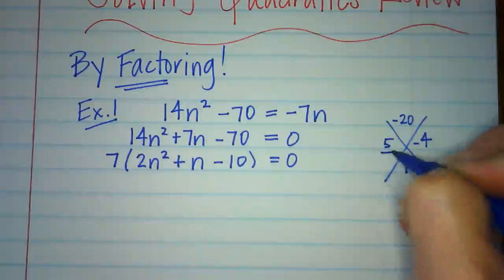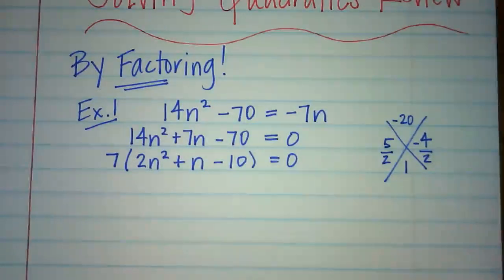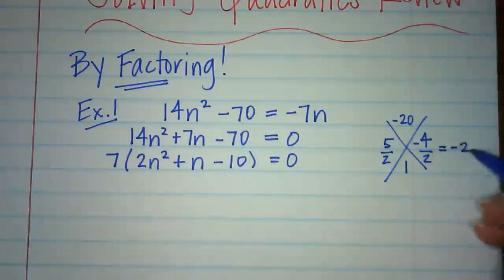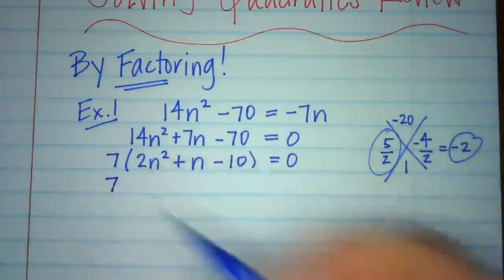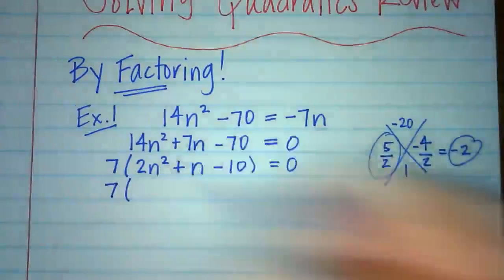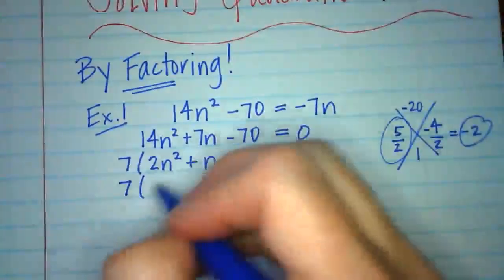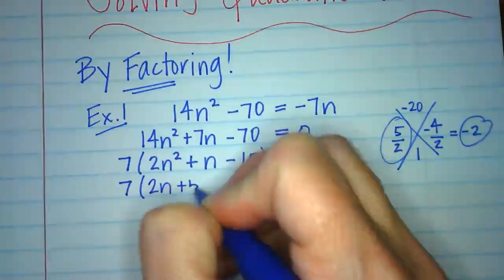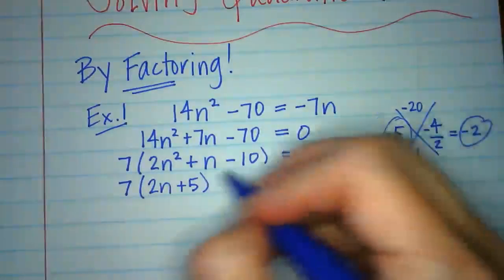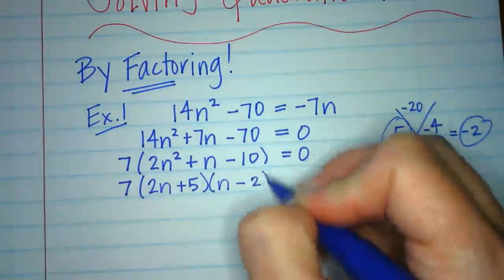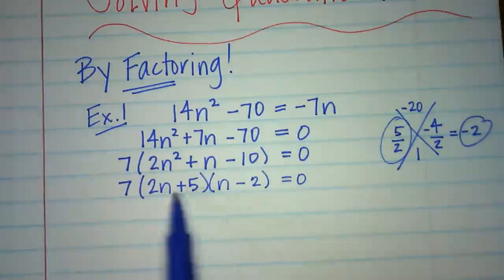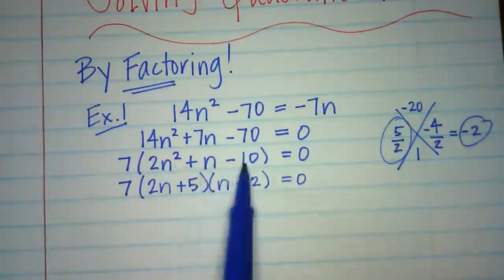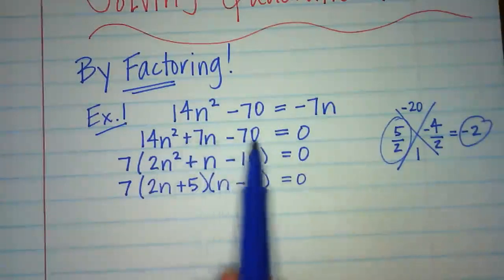Remember, we had a leading coefficient here, so reduce that back down by 2. And this one's negative 2. That one doesn't reduce. So now we go back over here. We have 7. And then this one, the 5 halves, is going to become 2n plus 5. And this negative 2 is going to become n minus 2 equals 0. Then remember, you can always check your work by multiplying it all back together. If we FOILed this back together, we would get this line. And then if we distributed the 7, we would get this.